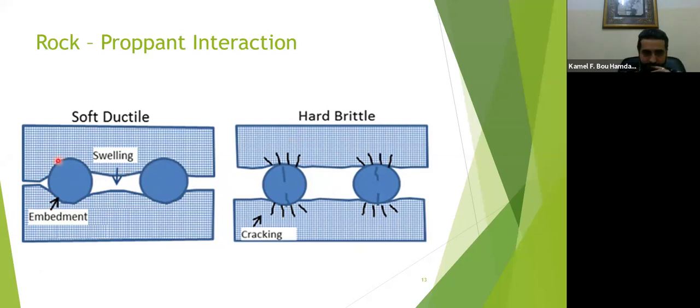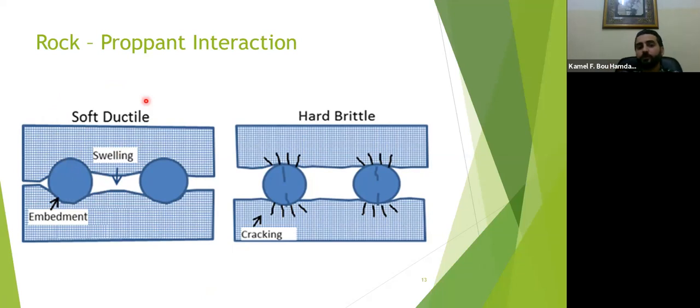Previously, our fracture width was at the edges of the proppant, so it was all of this, the original width. Now our width has decreased probably around half. So our fracture conductivity has been highly damaged. It decreased a lot, and we're talking about the soft rock.